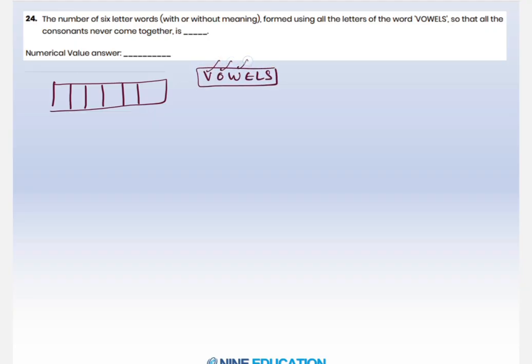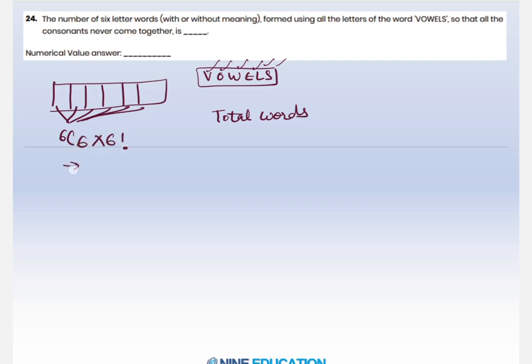There are 6 letters only: 1, 2, 3, 4, 5, 6. So the total words that can be made: you have to choose all 6 and then arrange them in 6 factorial ways. So how many words can we make? We can make 720 words in total.